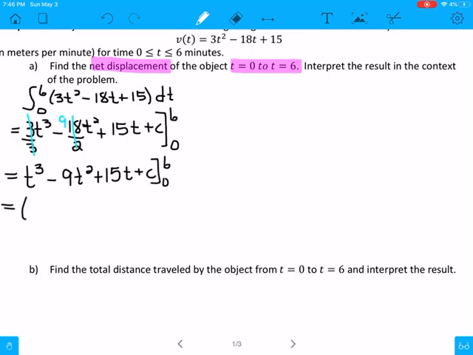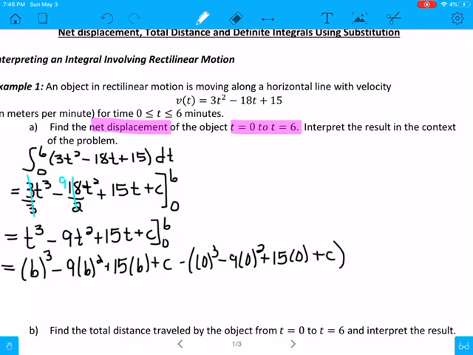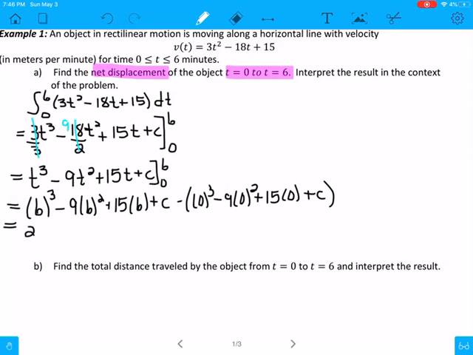So I plug the 6 in first, and I'm going to get 6 cubed minus 9 times 6 squared plus 15 times 6 plus c, minus, in brackets, 0 cubed minus 9 times 0 squared plus 15 times 0 plus c. Okay, so I'm going to get 6 cubed, which is 216, minus 324, which is 9 times 36, plus 15 times 6 is plus 90, minus c minus 0 plus 0 minus 0 minus c, and the c's cancel, and I'm left with negative 18.